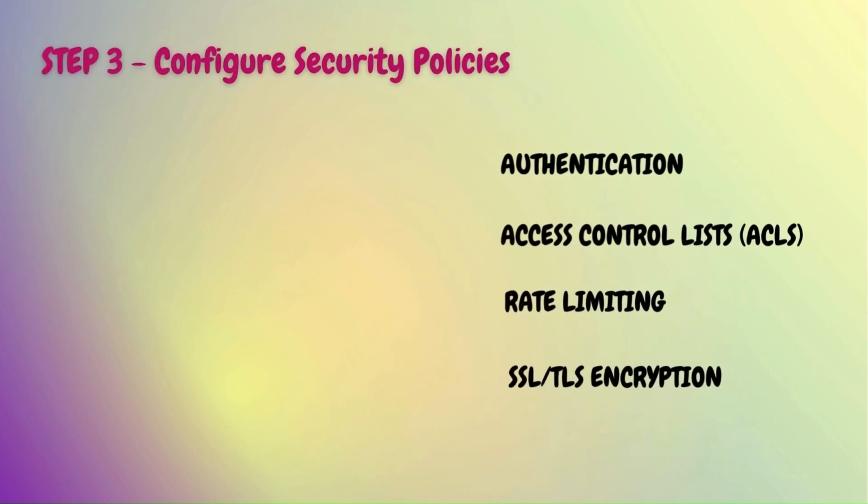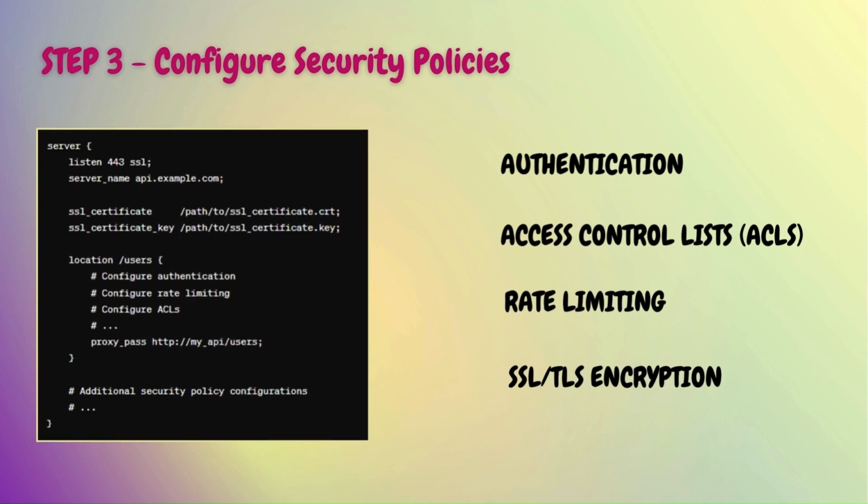Step 3. Configure security policies. We then need to implement security policies to protect our API endpoints. This may involve setting up authentication mechanisms, access control lists, rate limiting, and SSL/TLS encryption. Here is the example security policy configuration.